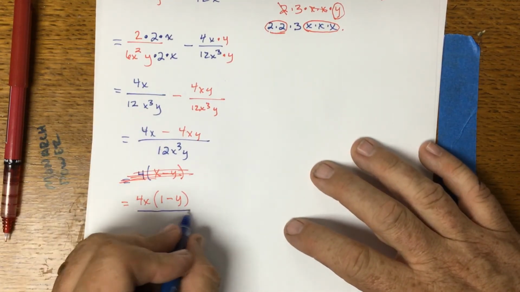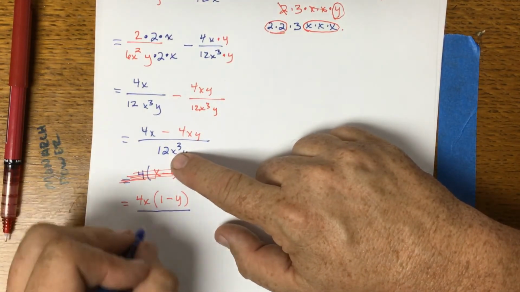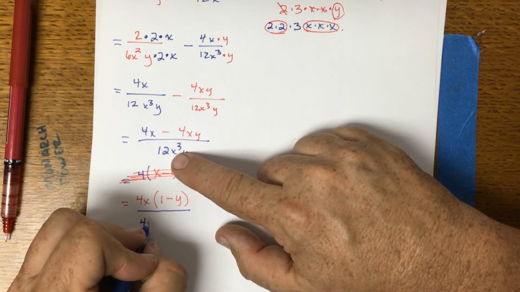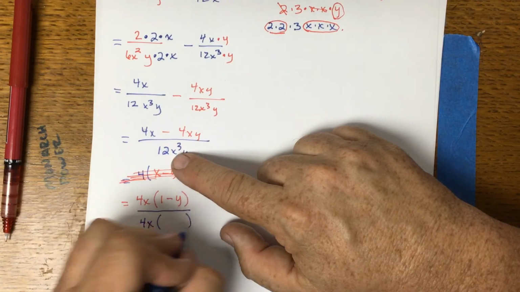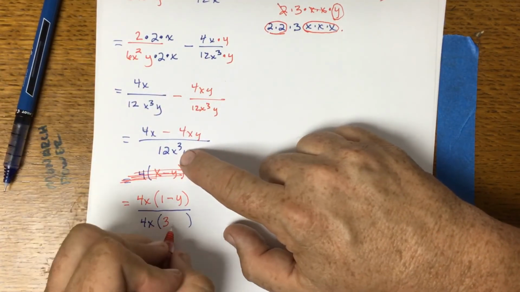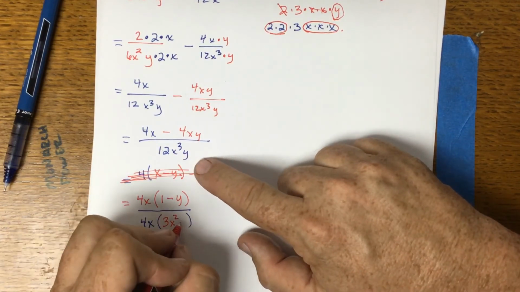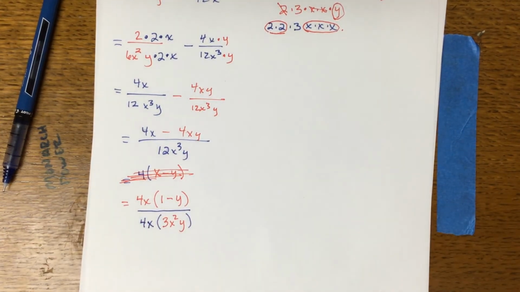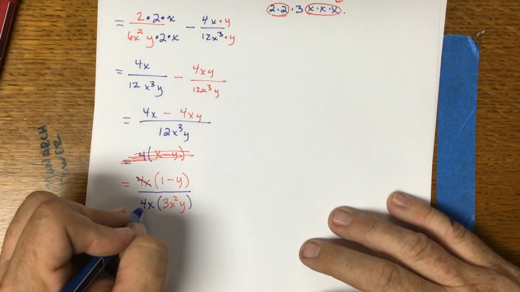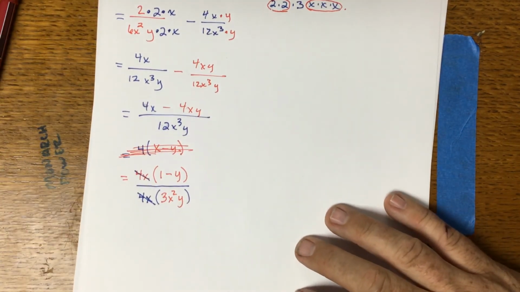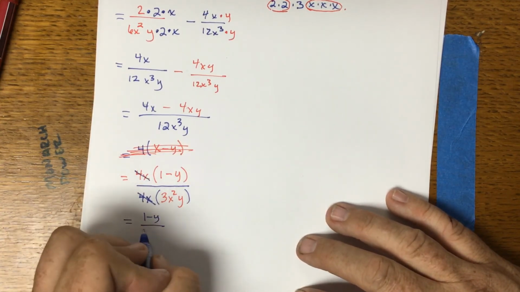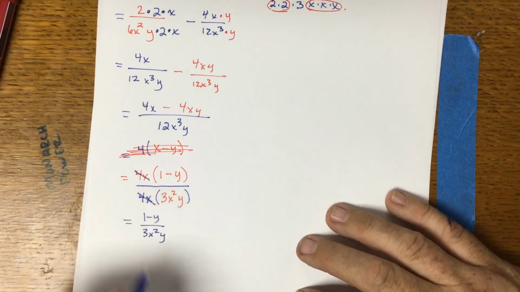I divided a 4x out of both of those. And then I can take a 4x out of this. So I can take a 4x. And that leaves me with 4 divided by 12 is 3. Take an x away from that and a y. Cancel those out, and that's my equivalent answer. 1 minus y over 3x squared y.